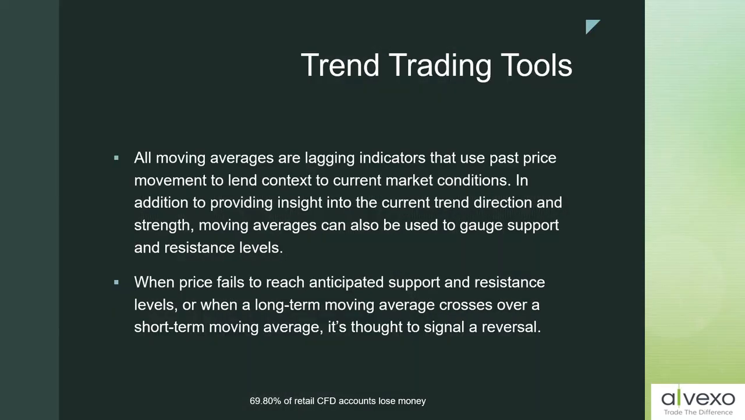Now, all moving averages and almost all indicators are what we call lagging indicators. They use past price movement to lend context to the current market conditions. In addition to providing insight into the current trend direction and strength, moving averages can help us gauge support and resistance. We can also use candlestick charts.